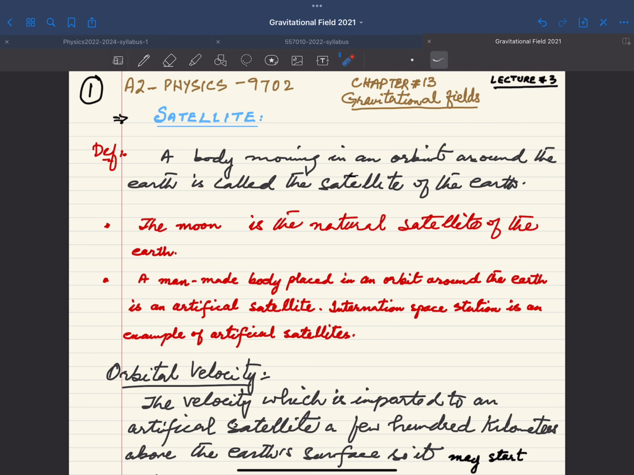Then we have man-made bodies. When a man-made body moves in an orbit around the earth, this body is termed an artificial satellite. For example, the International Space Station is an example of an artificial satellite. We have a number of communication satellites around the earth, and all these are basically artificial satellites.